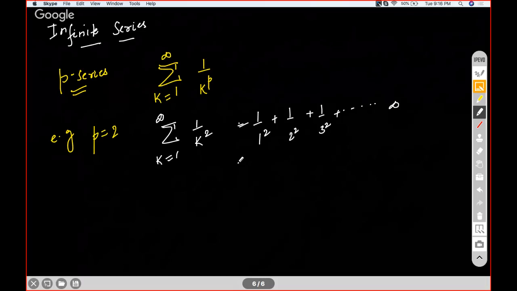Now we have already learned the comparison test, etc. in our improper integrals. So you'll find a lot of uses of p series in this chapter as well. So how do we test whether a given infinite series is convergent or divergent? First of all, let us understand the definition of a convergent series and a divergent series.